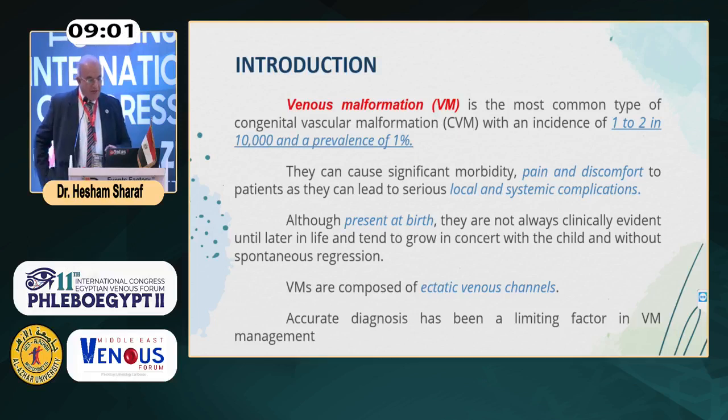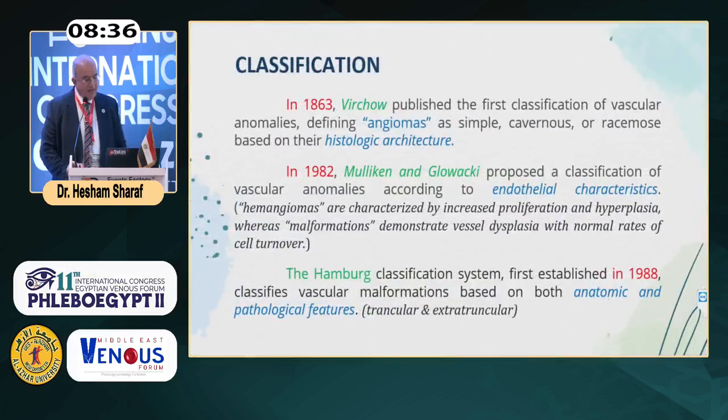They can cause significant morbidity, pain, and discomfort to the patient, as they can lead to serious local and systemic complications. Although present at birth, they are not always clinically evident until later in life and tend to grow in proportion with the child, without spontaneous regression. Venous malformation is composed of ectatic venous channels. Classification.